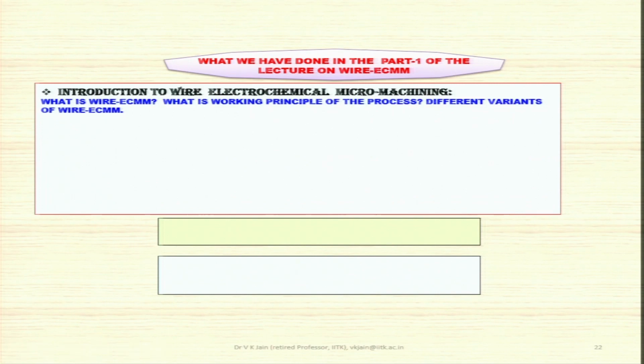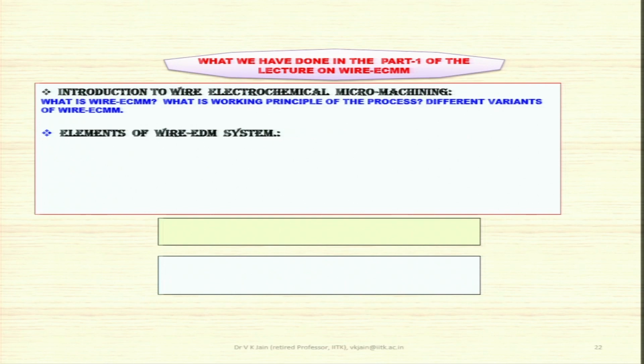What is wire ECMM? The principle has been discussed. What is the working principle of the process? This wire ECMM works on the principle of Faraday's laws of electrolysis, that has been discussed. How to calculate the material removal rate in this particular case has been discussed. Different variants of wire ECMM also have been discussed, specifically what the various variants are and how to make use of this particular principle.